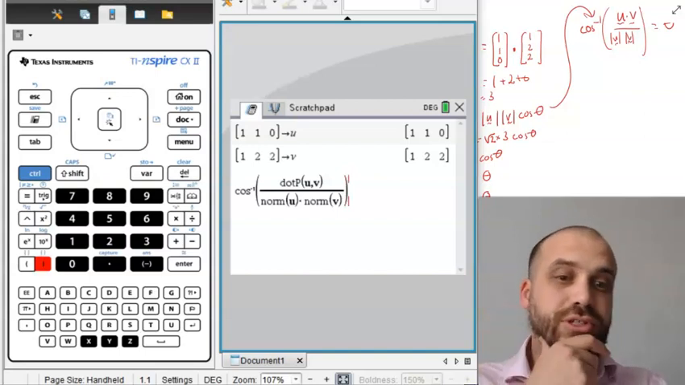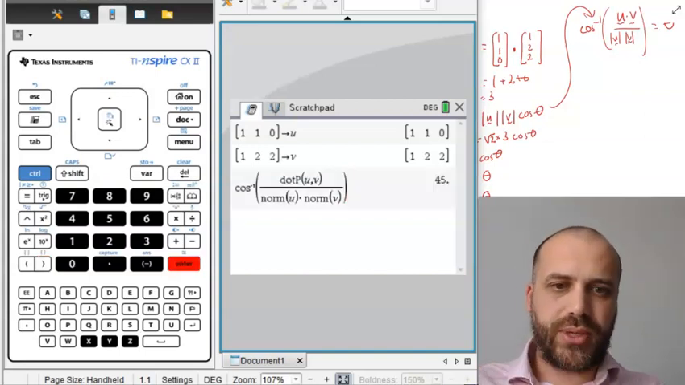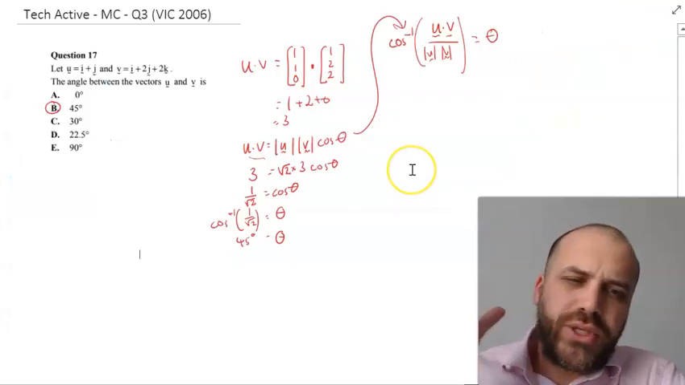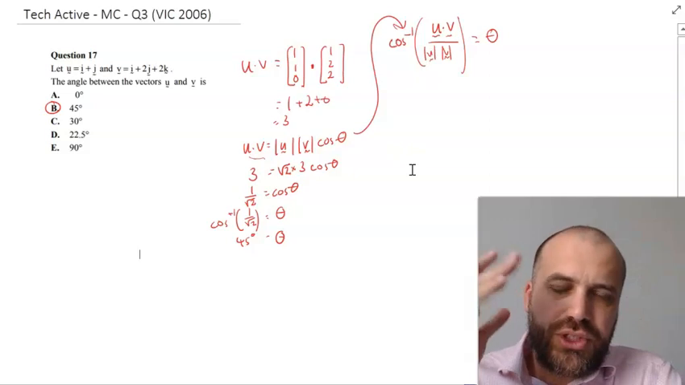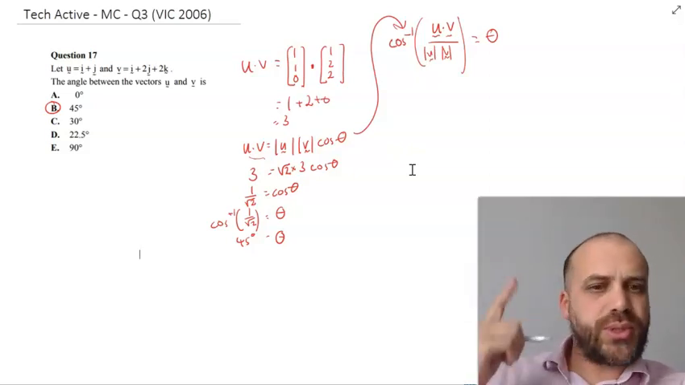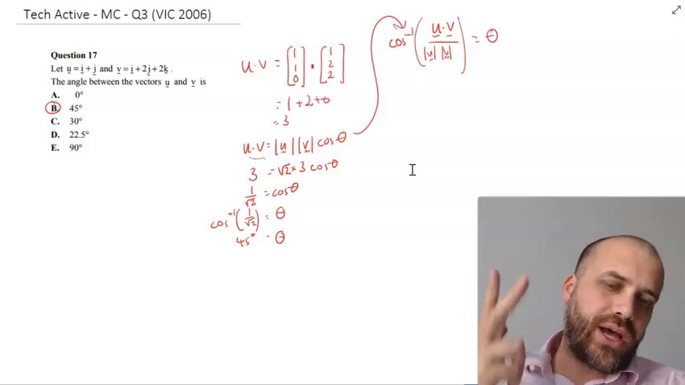Okay, and then let's cross our fingers. Alright, and we get an angle of 45, which is what we thought it was. Now, which of these ways is faster? Because just because it's a tech active paper doesn't mean that you have to do it. So which way is faster, but also which way is more accurate?